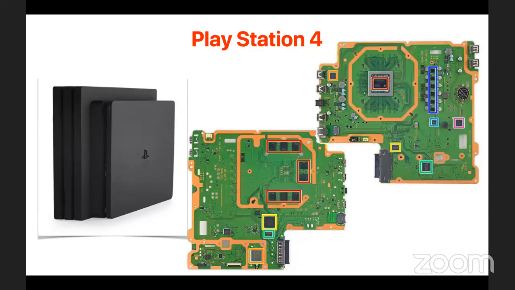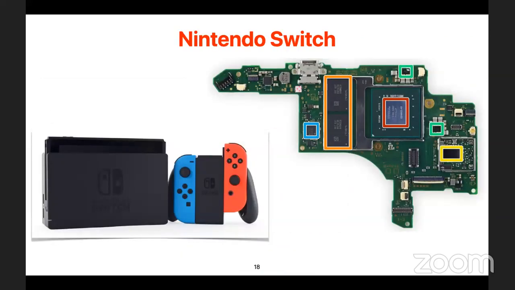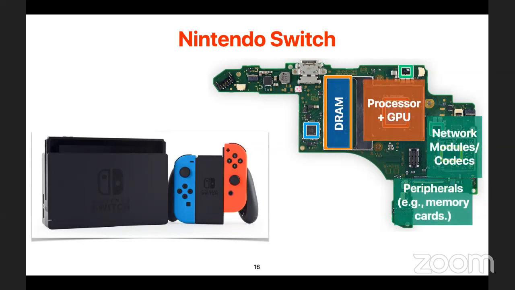Well, I know PS is also having a new version, right? But if you look at the current version of PS4, you will see it still has a processor, you have DRAM, you have peripheral connectors, and you also have the IO connectors. If you don't think you are an intensive gamer, but you want to do some lightweight gaming, like have some party games, you probably have a Switch. And if you look at a Switch, well, it's small, but it still has a processor, it still has DRAM, it still has peripherals and I/O connectors, right?